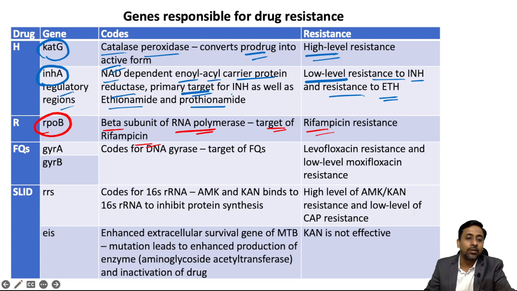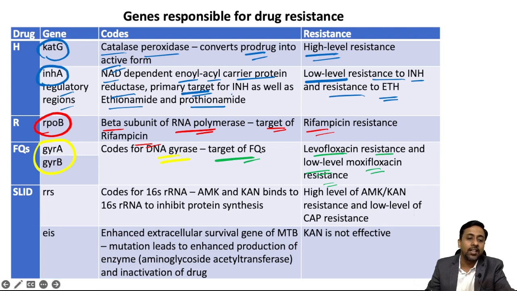And fluoroquinolone resistance occurs by mutation of the GYRA and GYRB genes, which code for DNA gyrase. And what is this DNA gyrase? This DNA gyrase is actually the target site for fluoroquinolone, and mutation leads to levofloxacin resistance and low level moxifloxacin resistance.